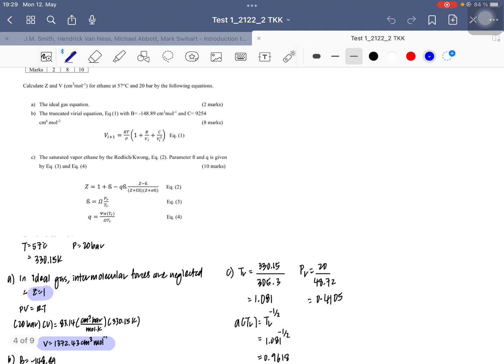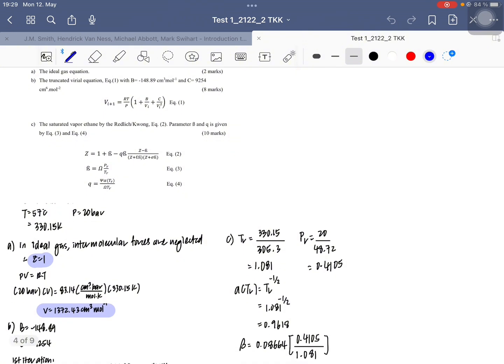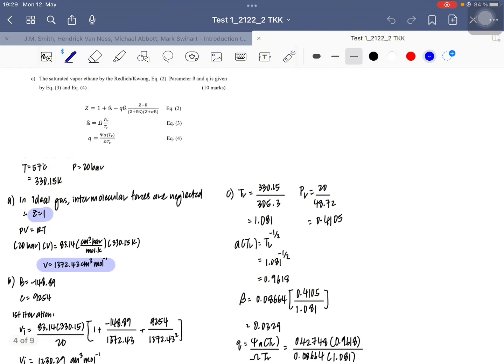So the first part, they want you to use the ideal gas equation. This is very straightforward. It's just PV equals ZRT. But as we know, in the ideal gas equation, we are ignoring the intermolecular forces. We don't take those forces into account, so we can just put Z equals 1.